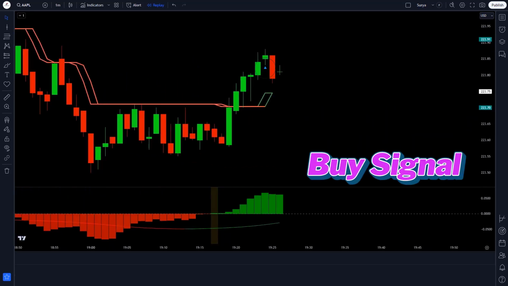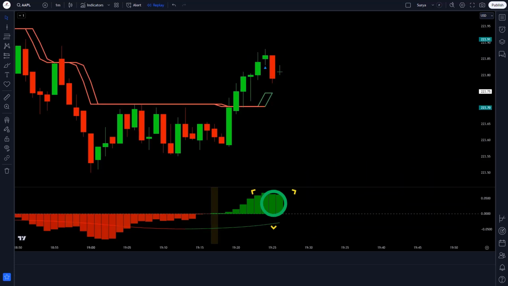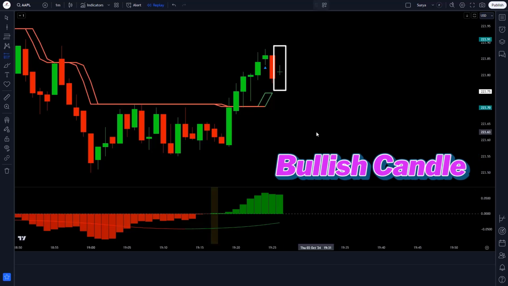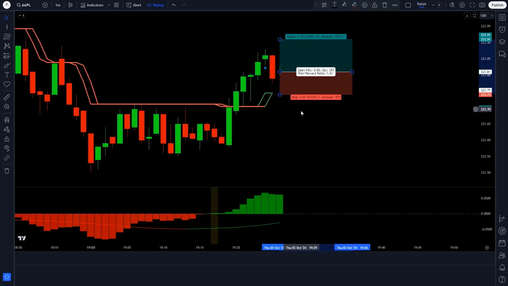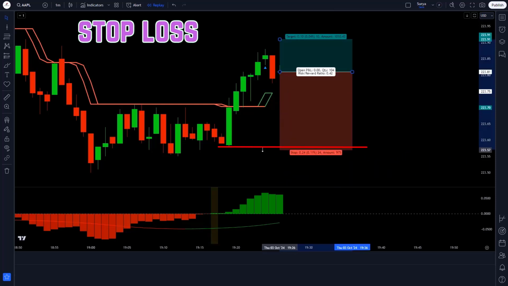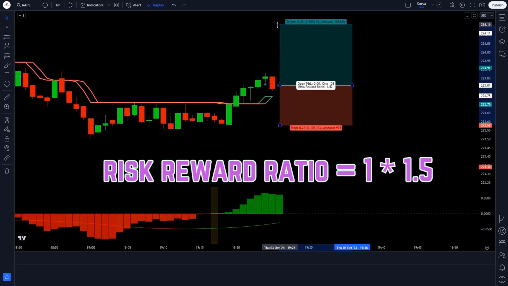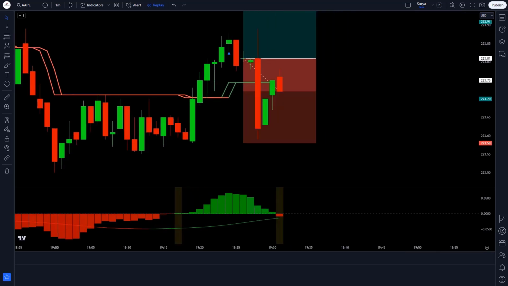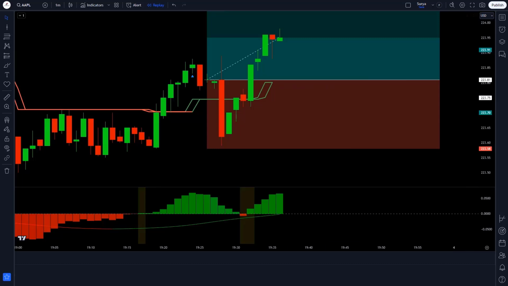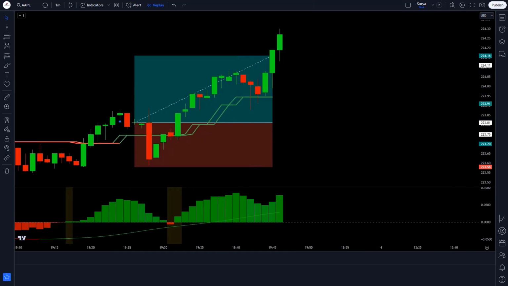When the trend buy-sell signals indicator gives us a buy signal, when the Bull Trading Elliott Wave Oscillator indicator has created a green histogram, when the market forms a bullish candle, if this condition is met, we will take a buy order. Our stop loss is to be placed at the previous low of the market, and the risk to reward ratio will be 1 to 1.5. Let's see what happens to our trade. Our trade is running in profit. We have won the trade. Let's find the next trade.